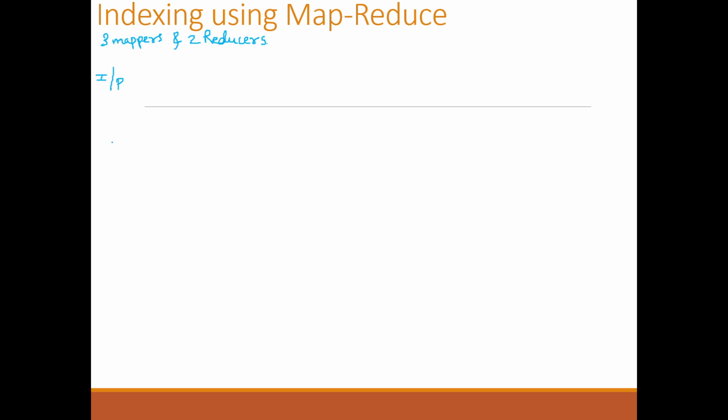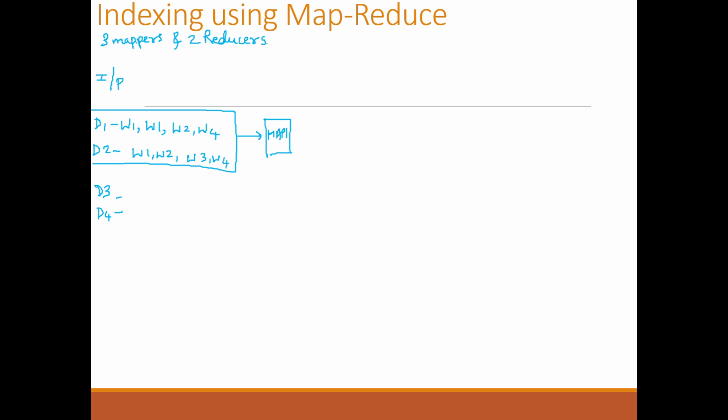So what is the input here? We will assume that there are a few documents and there are words which exist in these documents. Document 1 has W1, W1, W2, W4, so it has these four words. Document 2 has these four words present, and we assume that these two documents are available and visible to mapper number 1. Next, there are two more documents which are visible to the next mapper.